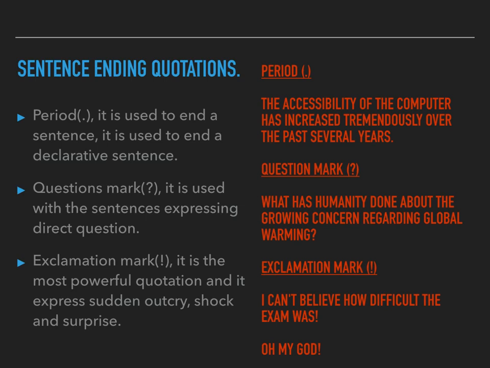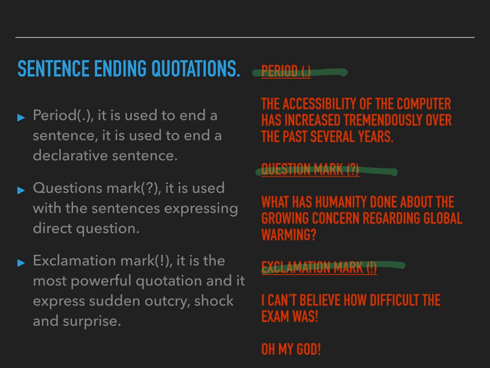Now, sentence ending punctuation marks are nothing but period, question mark, and exclamation mark. Now, what is a period? A period is used to end a sentence, and it is used to end a declarative sentence. You can say that way. Question mark is used to express a direct question, or it is used with a sentence expressing a direct question.